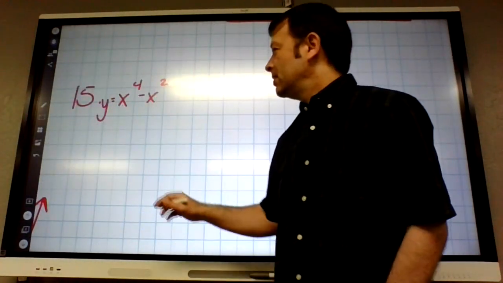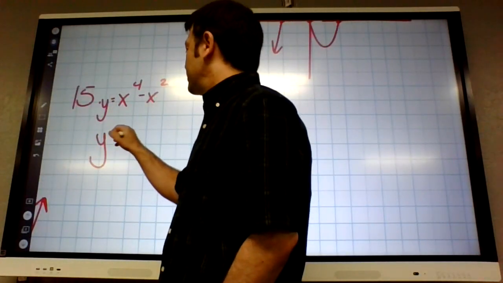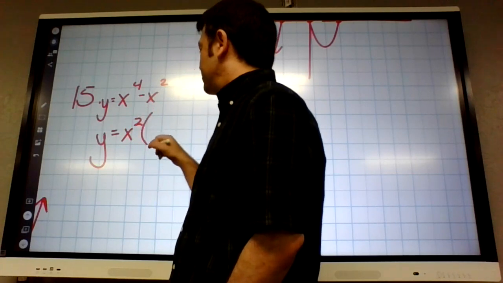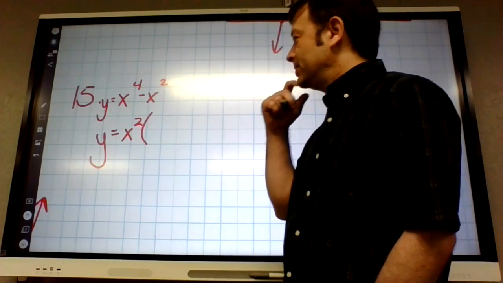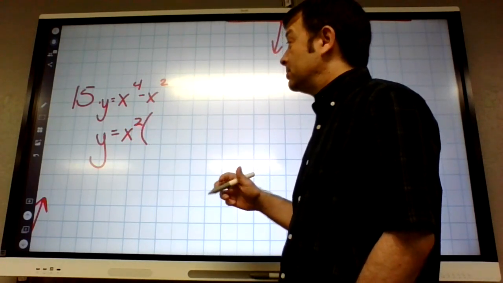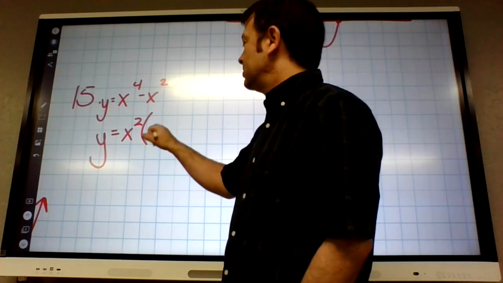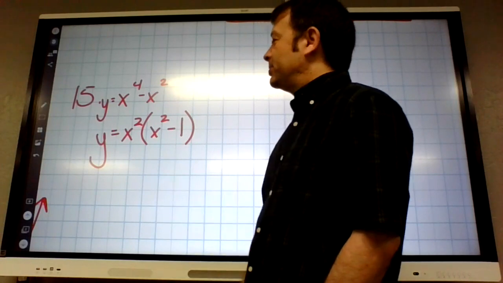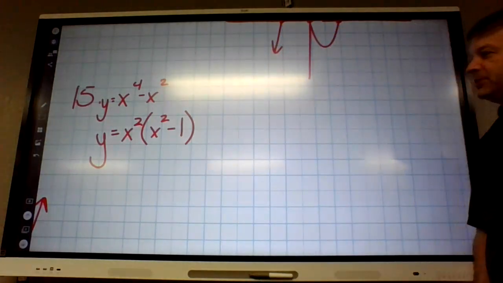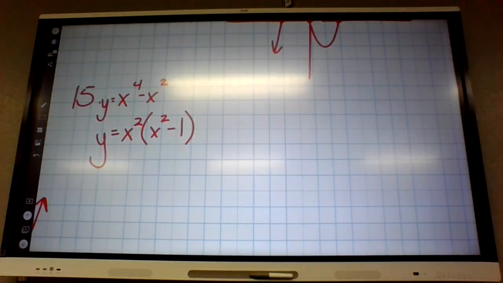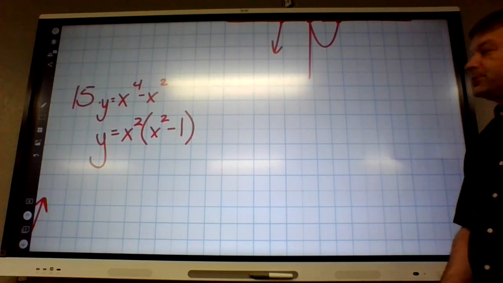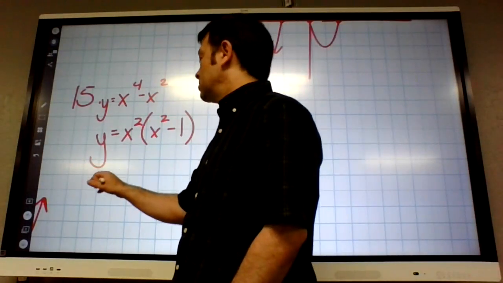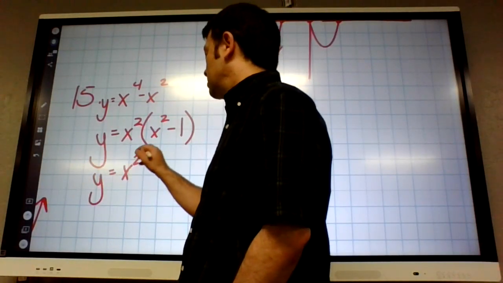Okay, how can we factor 15? Taking x squared out. A lot of people do this wrong. What would be left if we take an x squared out? Only x squared minus 1, because we're dividing x squared out. That's what I mean by take it out. X squared divided by x squared is 1. What's the parentheses going to factor to? X plus 1, x minus 1.